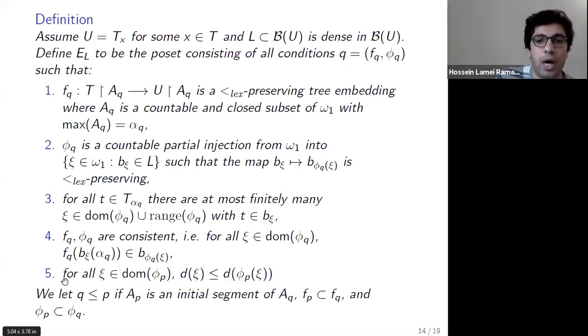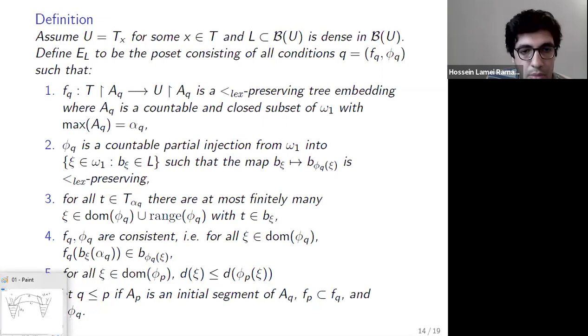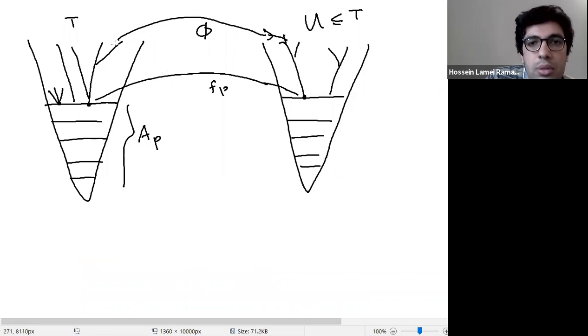And condition 5 is going to take care of D. Of course, if we send a branch, if D of this branch is higher than D of this branch, then we are going to get stuck on how we are going to deal with elements that are branching to the right here. So we want that the D of the image is at least the D of the element in the domain. So this is condition 5.